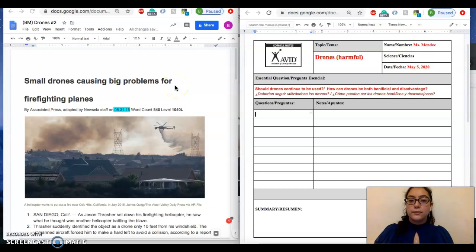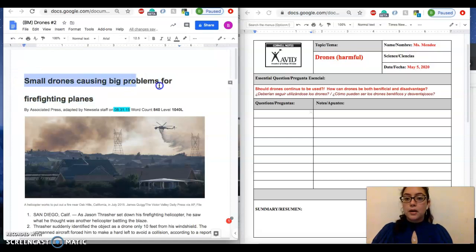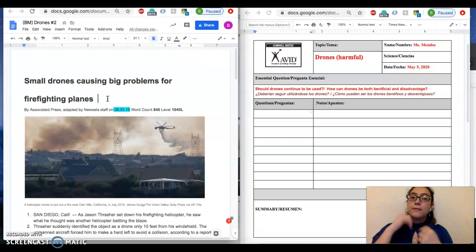So let's go straight to the article. The article is called Small Drones Causing Big Problems for Firefighting Planes. So off the bat, you want to read, once again, close reading, read the article once all the way through, and then read it for a second time with a purpose. When you read the article first, you're getting an idea of the position the author has. By reading it the second time, now you're trying to find evidence that will support any questions that you have, or if you don't have any questions, the question that you will make from the title.